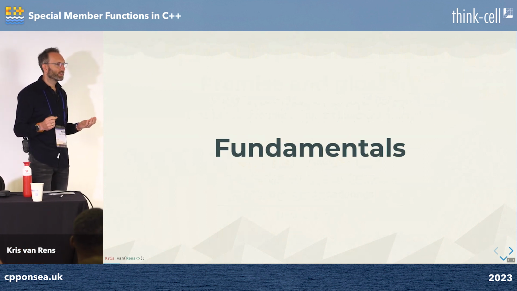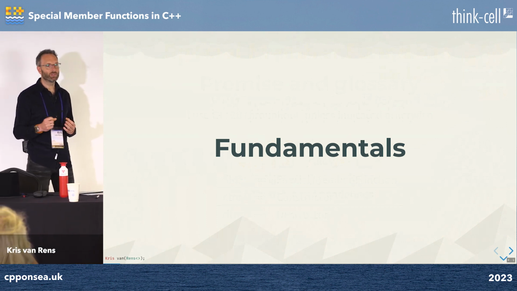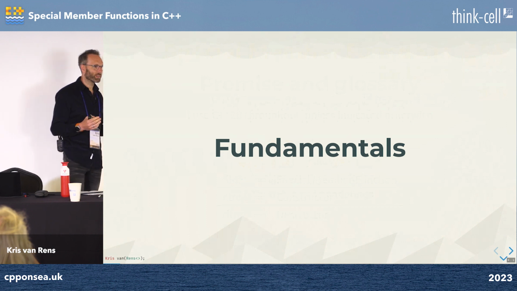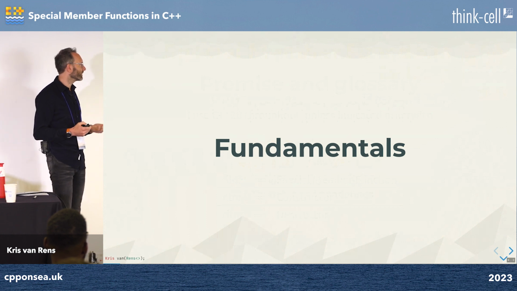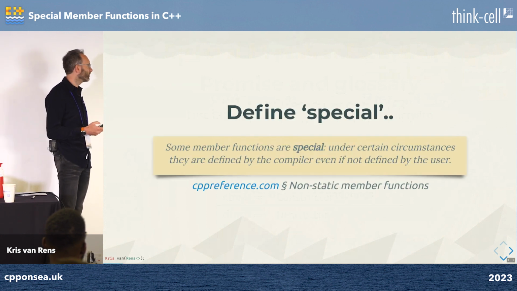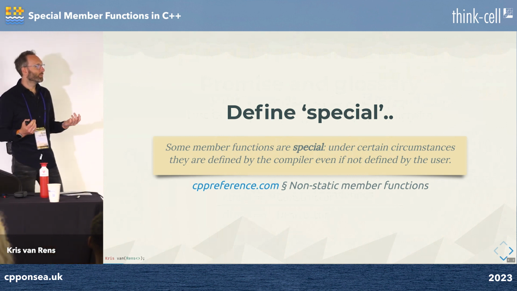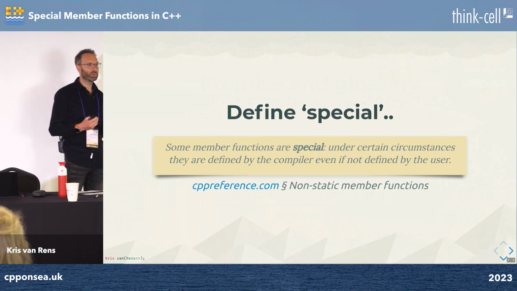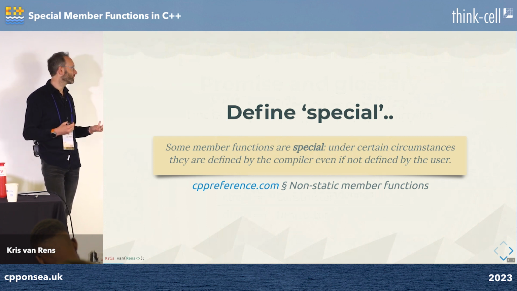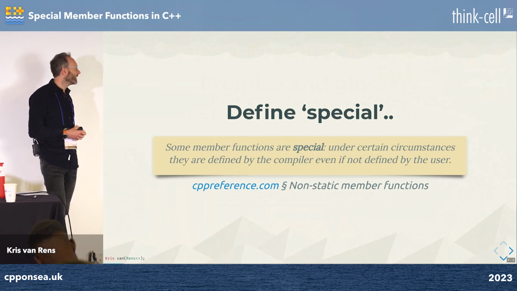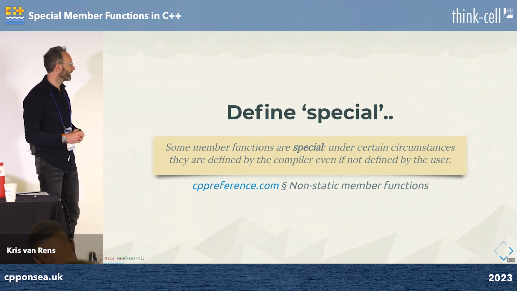Right, the fundamentals. Let's really start at ground zero. What are special member functions even? Why are they called special? What is special about them? We all know member functions, but what makes them special? Well, special member functions are special because under some circumstances they can be generated by the compiler, even if we don't explicitly ask the compiler to do so or define it ourselves. Sometimes the compiler is able to generate them completely for us. And that makes them special.